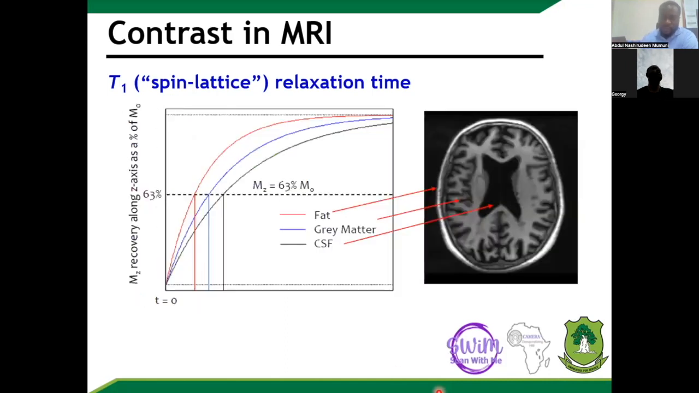So let's look at an example of that. Here, because CSF has a long T1, it takes a long time for it to recover after we have applied the inversion pulse. So at 63% of recovery, when we apply the 90-degree pulse to flip M0 onto the horizontal axis, CSF would not have recovered. So it will appear black in T1, or dark in T1, followed by gray matter, which is an intermediate, and in that order to fat.